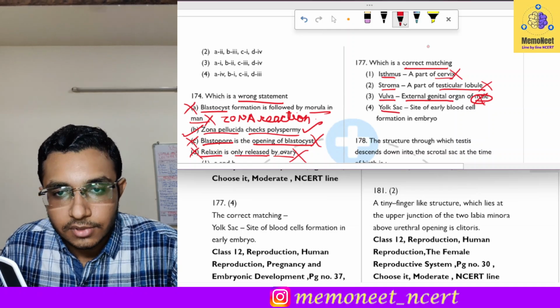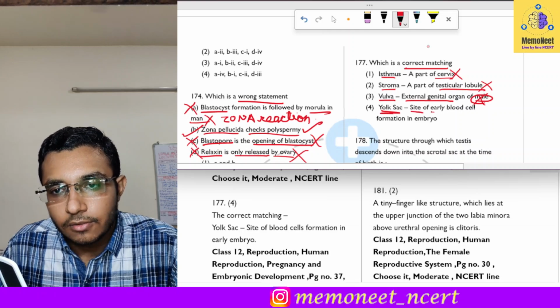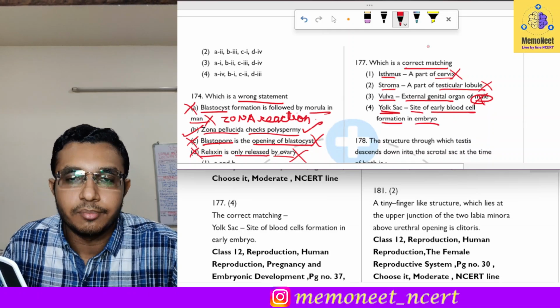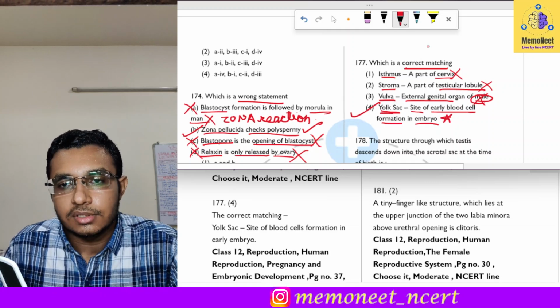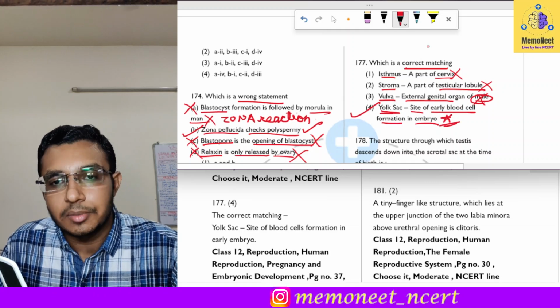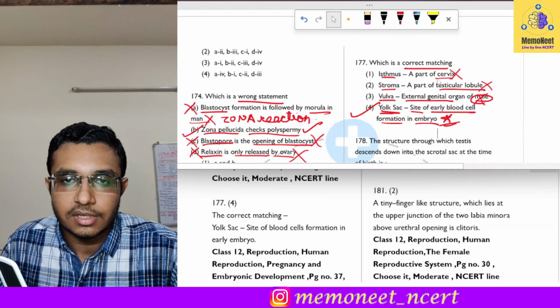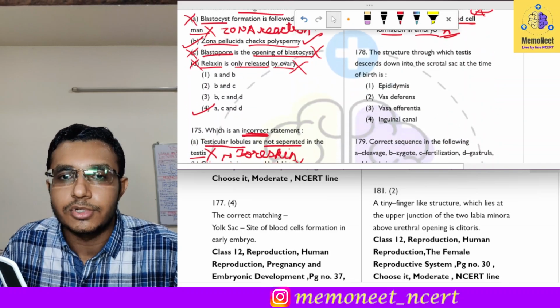Then option 4 is yolk sac. It is the site of early blood cell formation in embryo. Yes, this statement is correct, because the early hematopoiesis in the embryo occurs in the yolk sac. So the correct answer of this question is option 4.